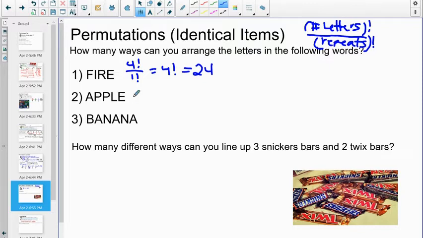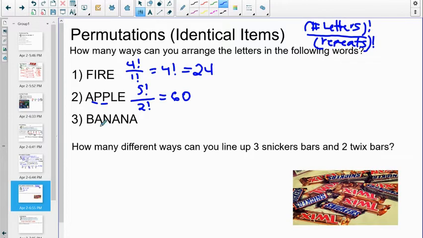Now with apple, how many letters do we have total? We have 5. So 5 factorial over how many repeats? 2 p's. So 2 factorial, because we have to divide by how many different ways you can arrange those 2 p's. Because 1 p is no different than the other p, because they're identical. Then we get 60 when you type that into your calculator.